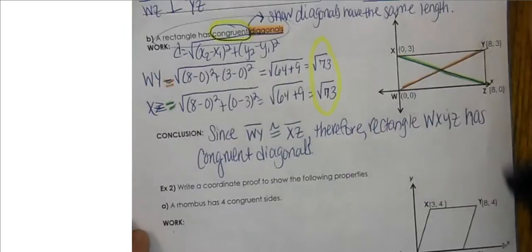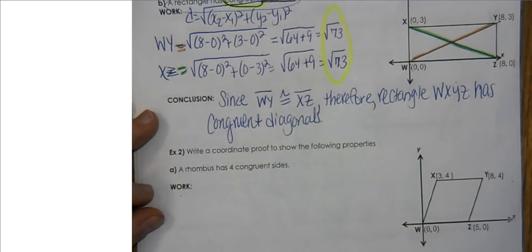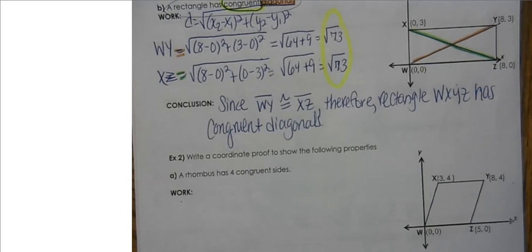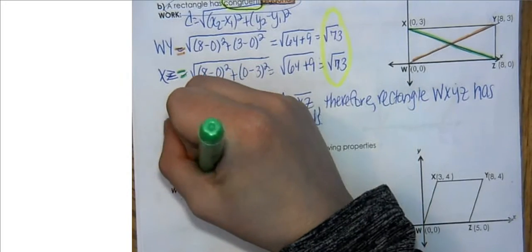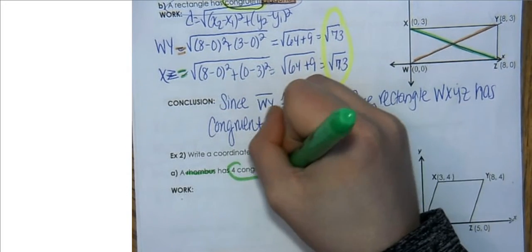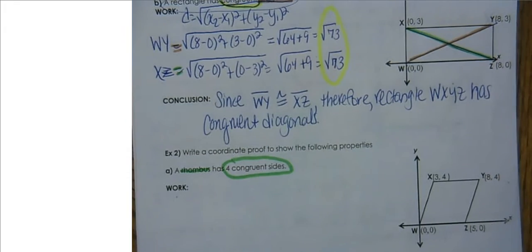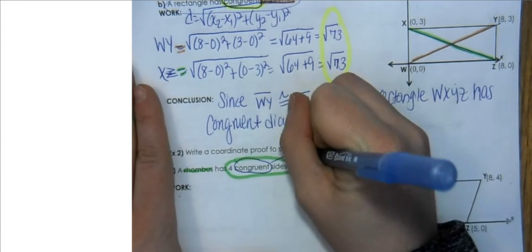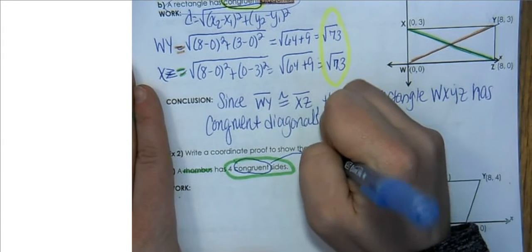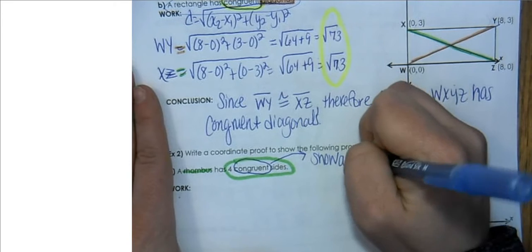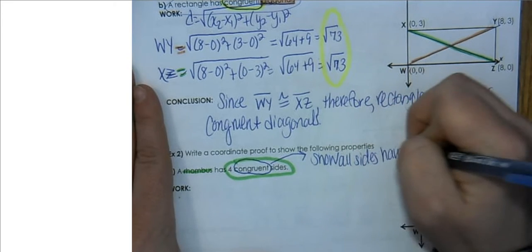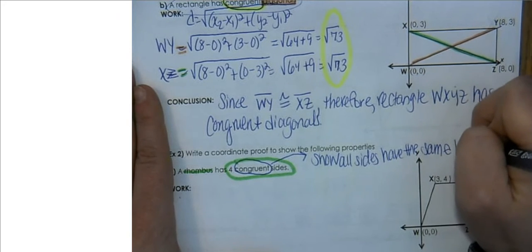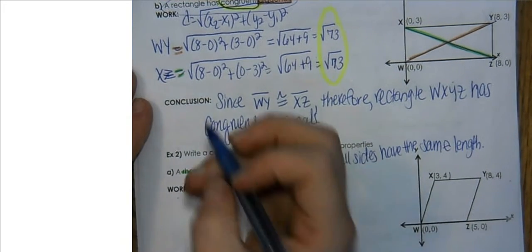In example number 2, it says, write a coordinate proof to show the following properties of a rhombus. So you want to remember those properties of a rhombus. This is a picture of a rhombus, and we want to show that it has 4 congruent sides. If we're dealing with that word congruent, that means that we want to show that all sides have the same length. So that means that we're going to be working with the distance formula.